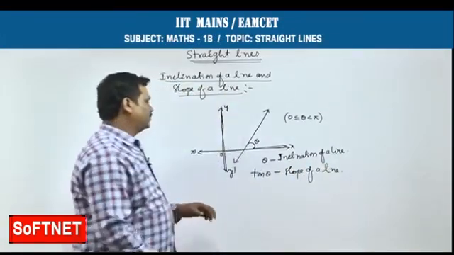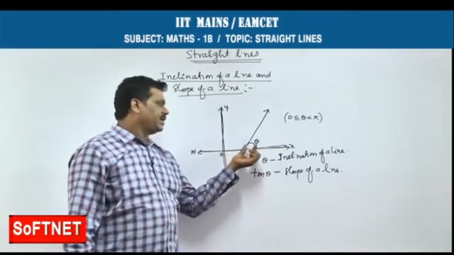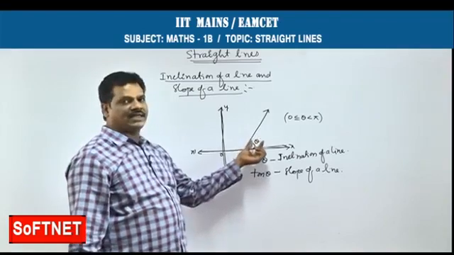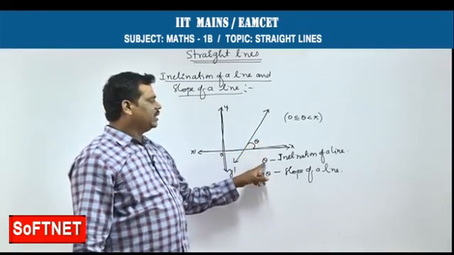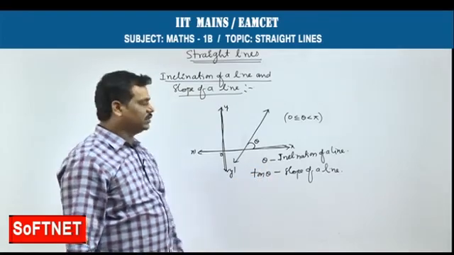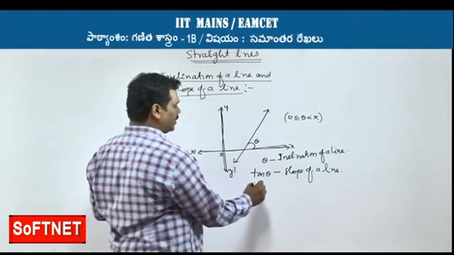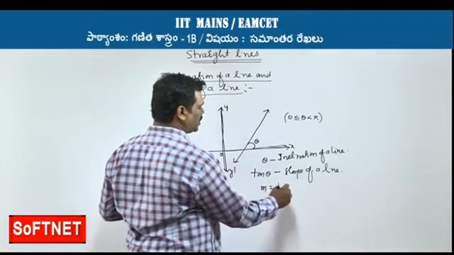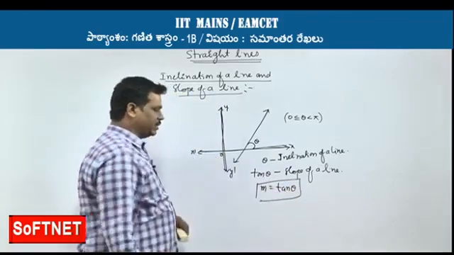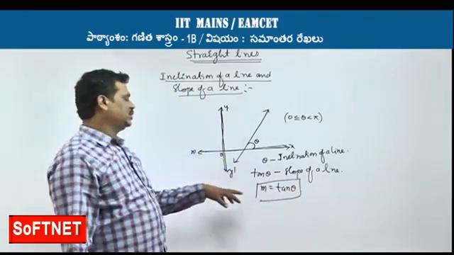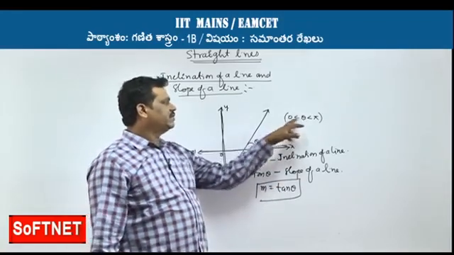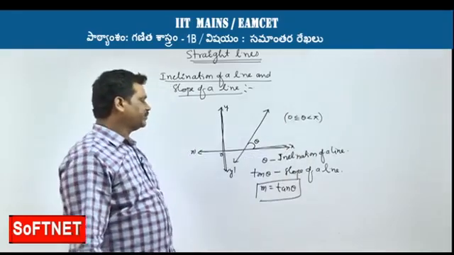Okay. If a non-vertical line makes an angle theta with the positive direction of the x axis, then theta is called inclination of a line, and tan theta is called slope of a line. The slope of a line is denoted by m. So here m is equal to tan theta. Here theta lies between 0 to pi. Okay.